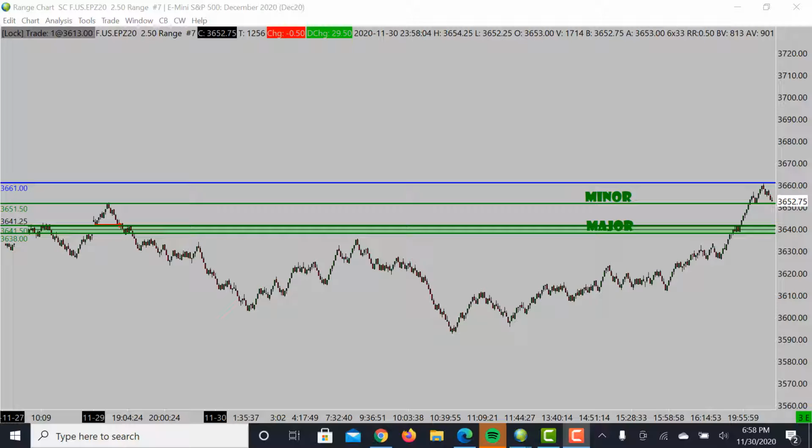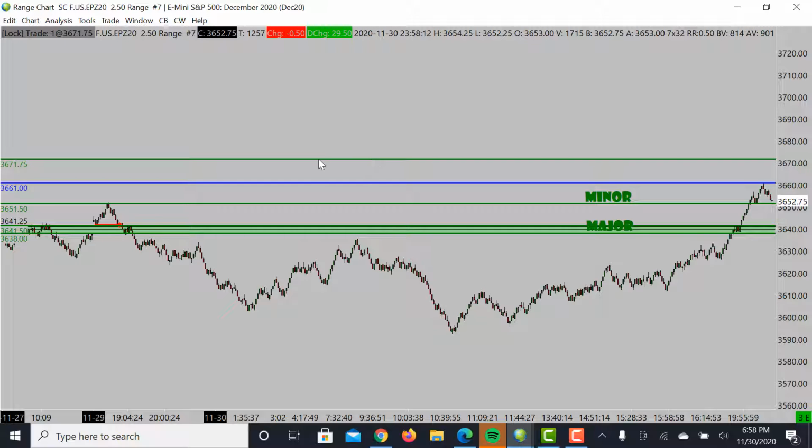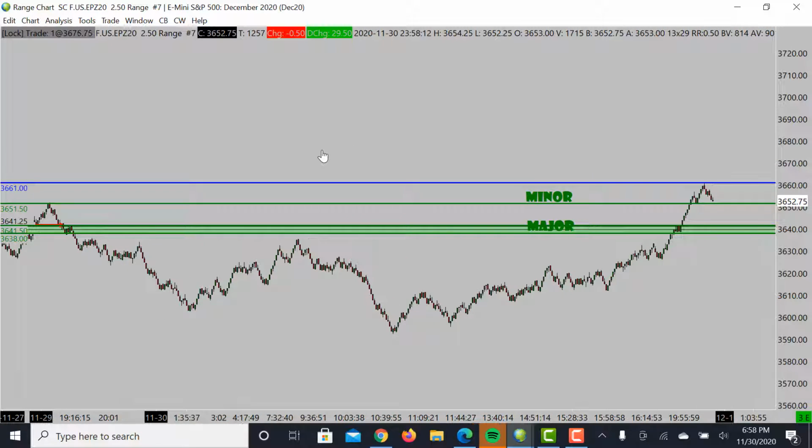Today we're going to be going over S&P 500 and also gold, give you guys some levels to look at for the London session and potentially even into the US session. So let's go ahead and get it started here. Let's take a look at a 10 tick on S&P 500.